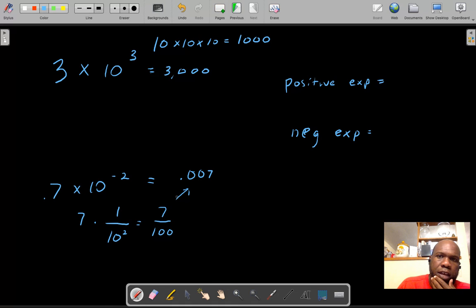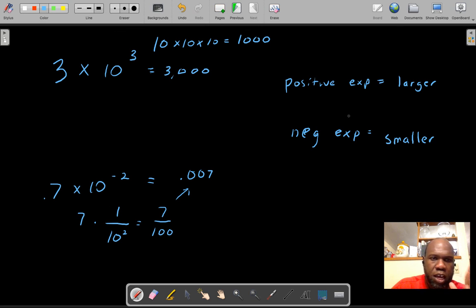So again, negative exponent, we're making the value smaller. Positive exponent, we're making the value larger. And that's how we do it, using the values and trying to put the information together like that and helping us out.